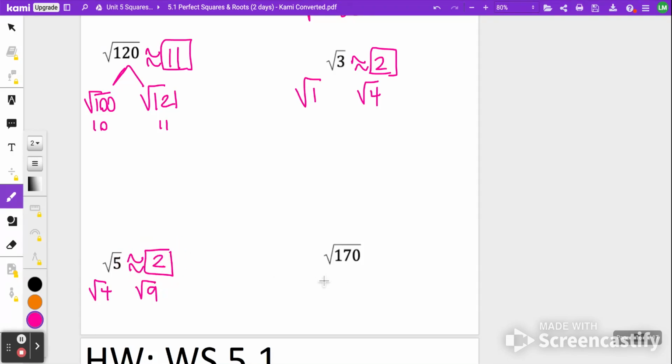And then 170, I'm thinking maybe 14 squared would be 196. And then 13 squared is 169. And because 170 is closest to 169, we're just going to take that 169 square root, which would be approximately 13. That's all we have for today for lesson 5.1.